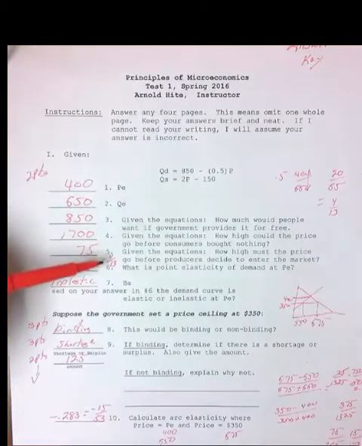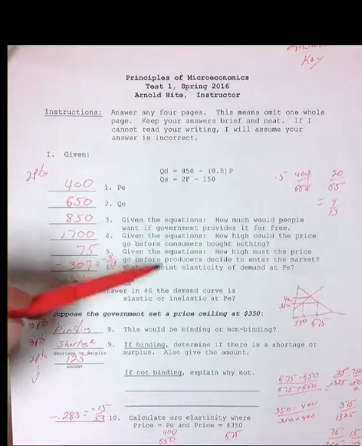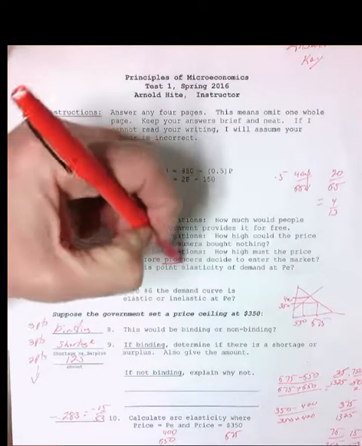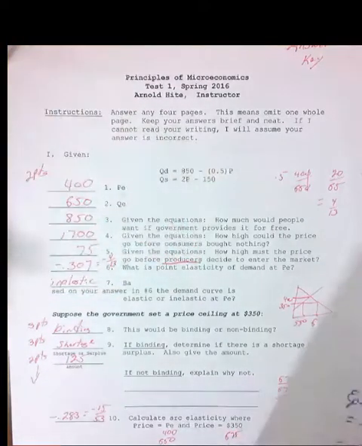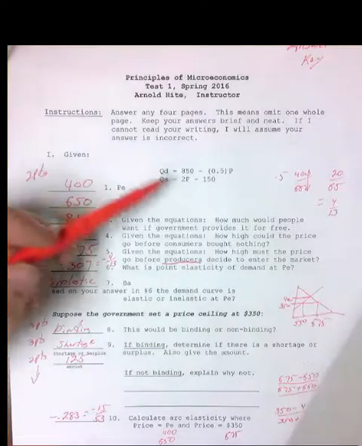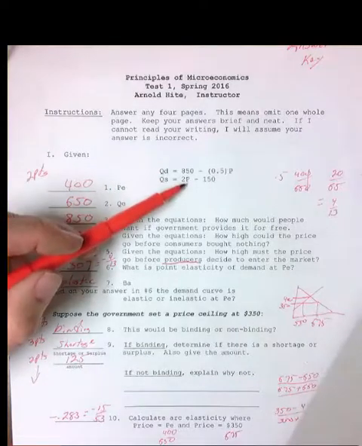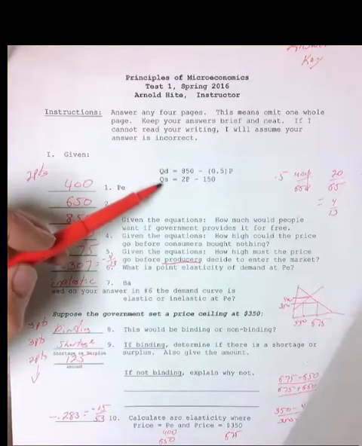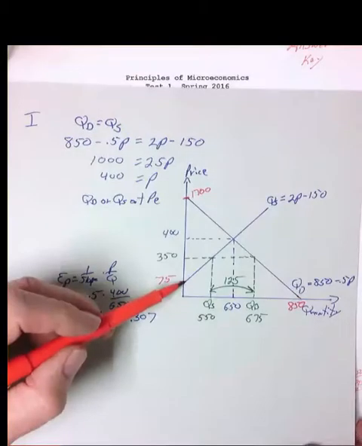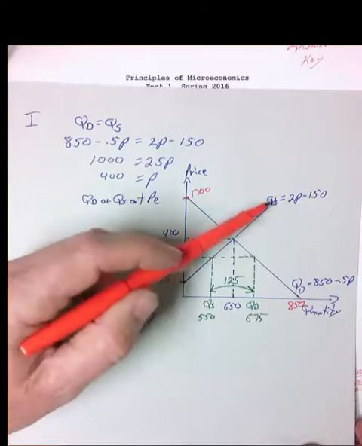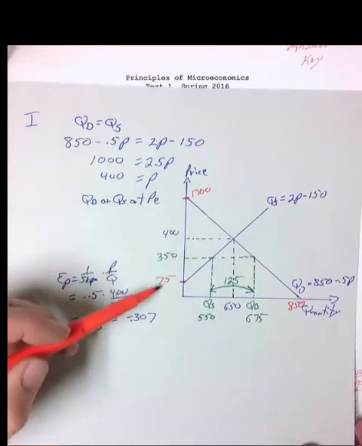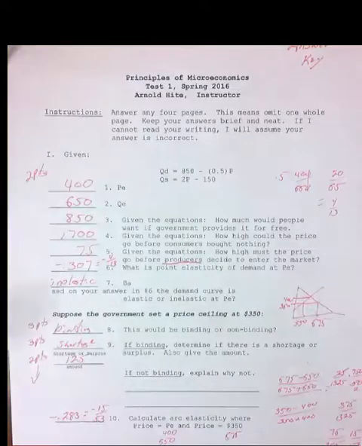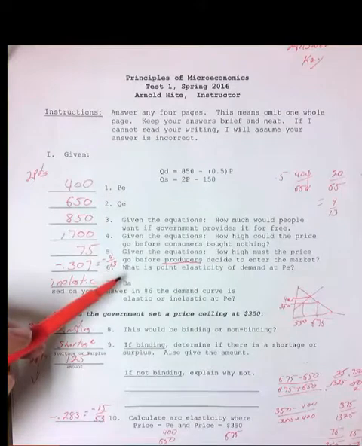Then it asks, given the equations, how high can the price go before producers decide to enter the market? So this is about the supply curve, and it wants to know how high this price needs to get before the quantity supplied goes from 0 to some number. Visually, it's this place right here. You set quantity supplied equal to 0, and solve for P, and you'll find that it's 75.